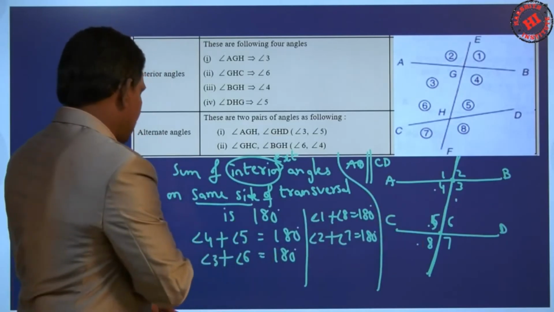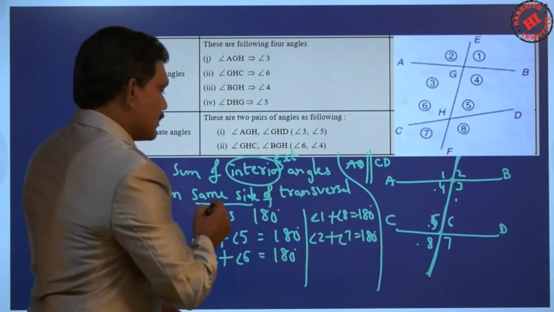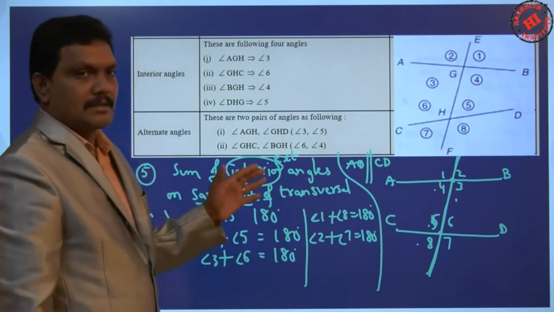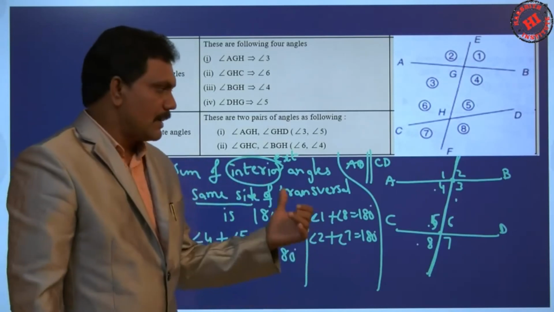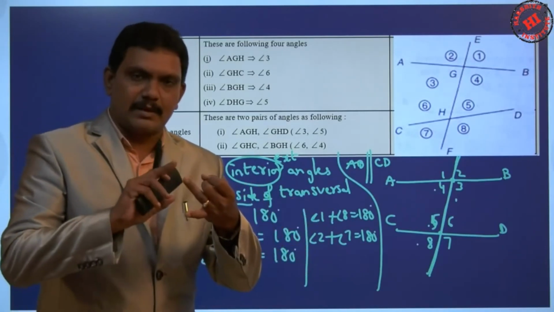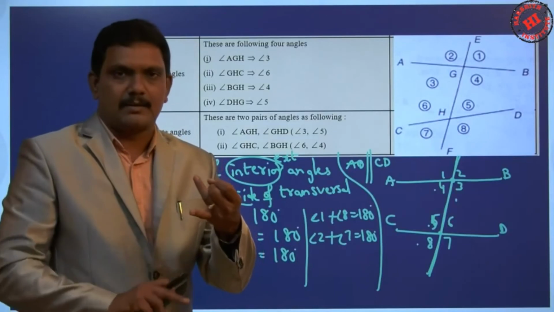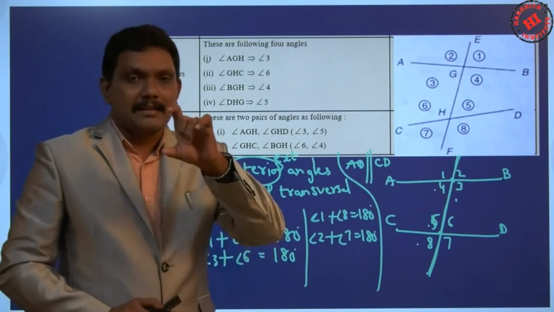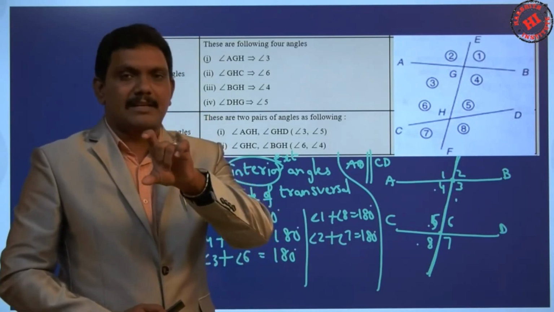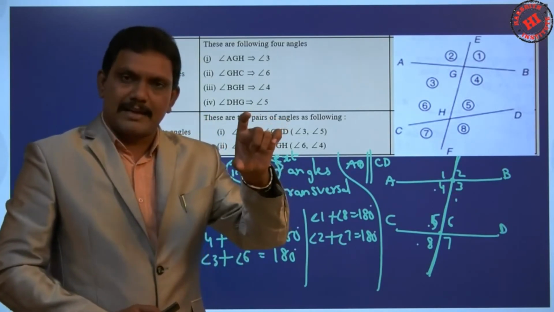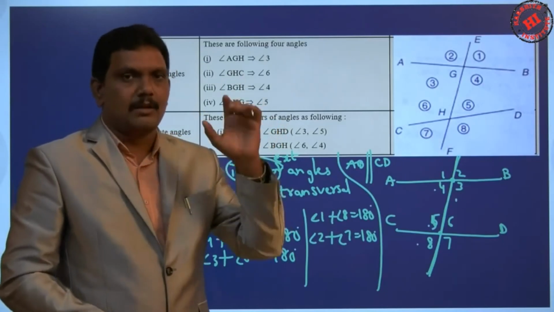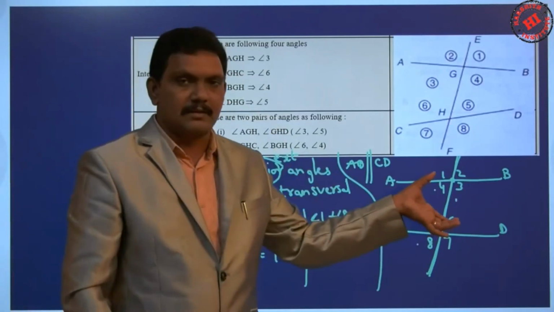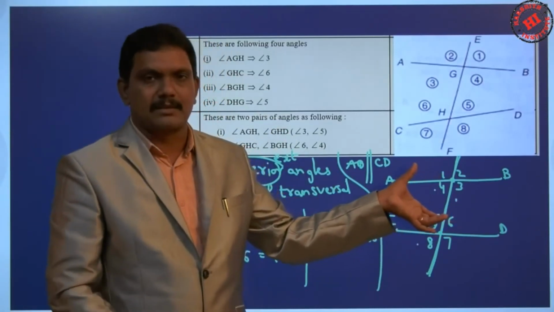Sum of internal angles on same side of transversal 180 and sum of external angles on same side of transversal also 180 degrees. Alternate internal and alternate external angles are equal, opposite angles are equal, corresponding angles are equal, internal angles total on same side of transversal 180, external angles sum on same side of transversal also 180. These are very important points regarding the transversal concept.